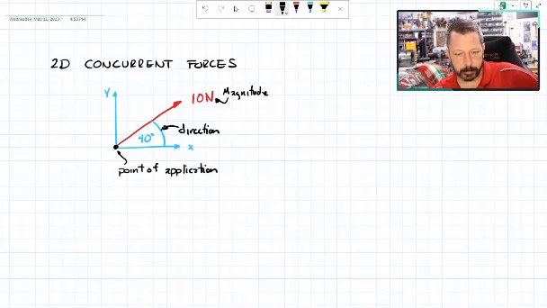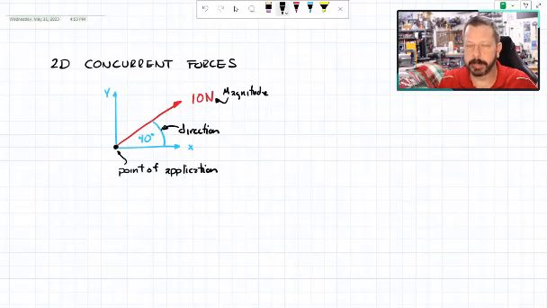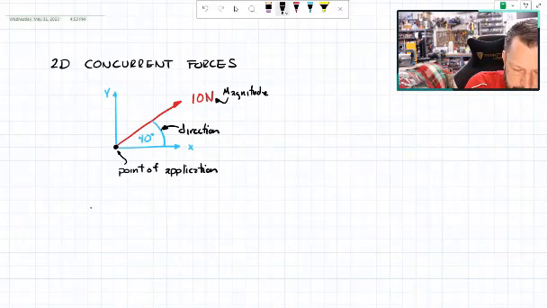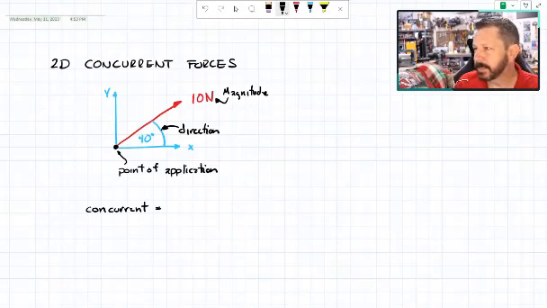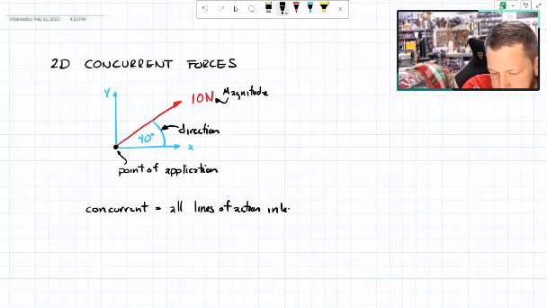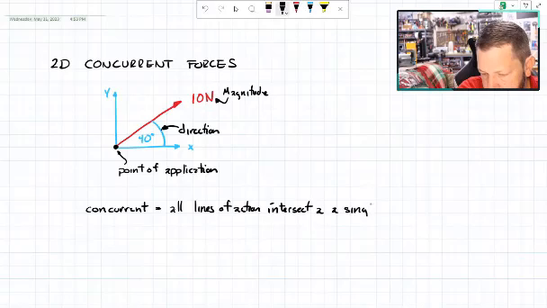The concurrent force part doesn't really apply when we just have one vector. We need multiple vectors, two or three or all five or however many we have, to all be concurrent. And what concurrent means is, I want to define it this way and then we'll have to define some other stuff: concurrent means that all lines of action intersect at a single point.